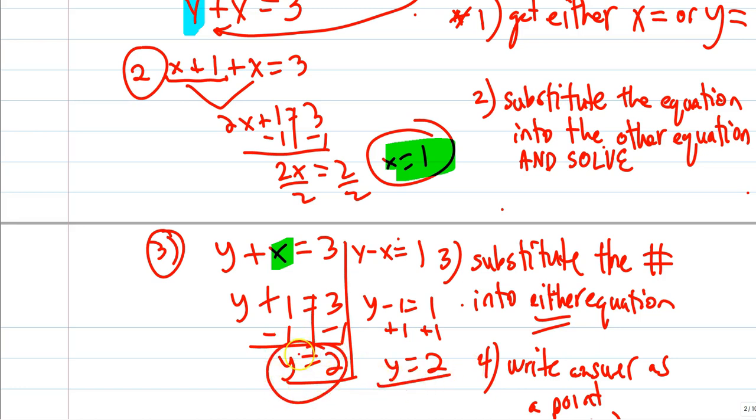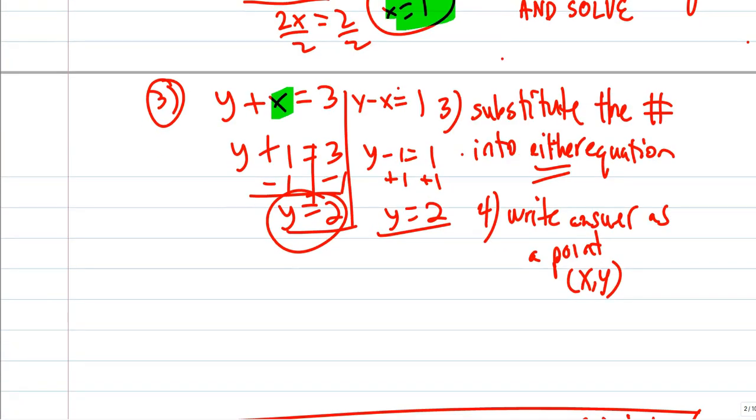So now we got an x, now we got a y. Am I done? Well, technically no. Because you've got to remember, our answer is a point, specifically the point that these two lines have in common. So what we do is we write our answer as a point, x comma y, where the x value is 1, the y value is 2. And that would be our fourth step. So go ahead and store this in your notes for now. And when we get to the next section, this will be basically section 4.2.